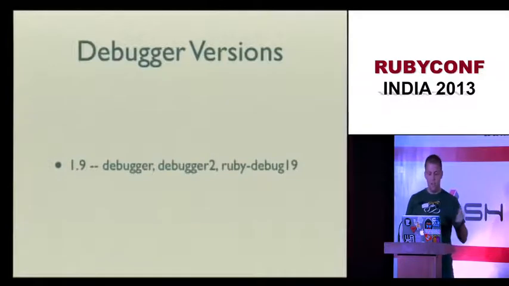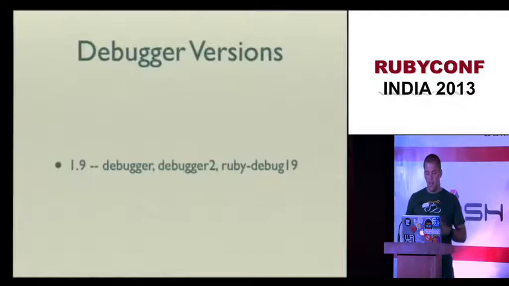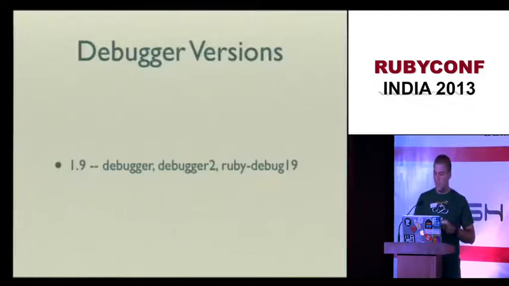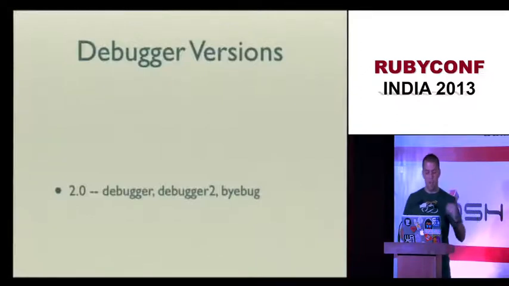If you're using 1.9 again, use debugger, debugger 2. Ruby-debug 1.9 you can use if you want. I don't recommend it. It's because it's been superseded. And then again, on 2.0, you're going to use debugger, debugger 2 or byebug, excuse me.